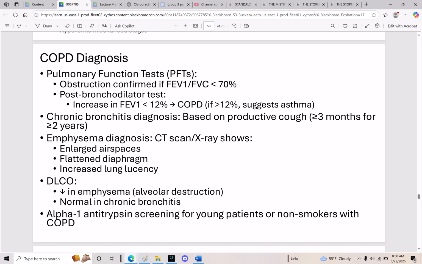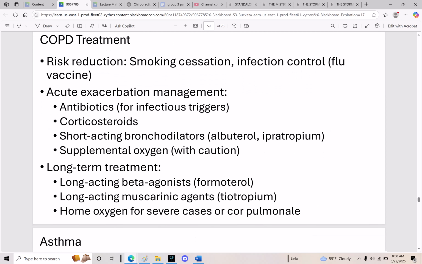All right. Now treatment. Usually you have to do risk reduction, smoke cessation, and infection control, like the flu vaccine and so on. Then acute exacerbation management. If somebody is known to have chronic bronchitis, and now all of a sudden they develop fever, chills and other symptoms, more than likely they have an infection. So they will have antibiotics, corticosteroids, a short-acting bronchodilator like albuterol, and so on.